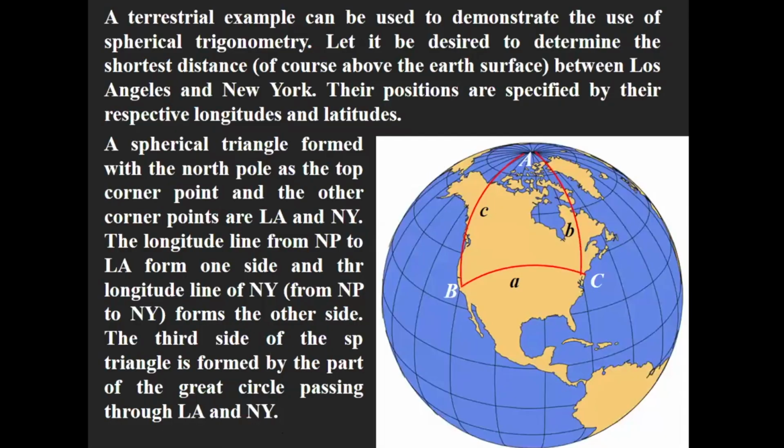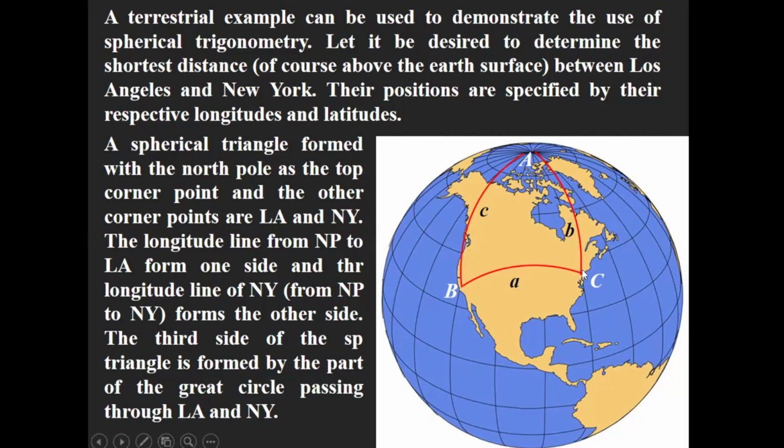Now, I'll just give you an example of the application of this on Earth's surface, because it will be easier for you to understand. But basically, it will be the same if you do it for the heaven or celestial dome. What we will do here is find the distance between two cities in USA: one is Los Angeles, which is B, and the other is New York, which is C.